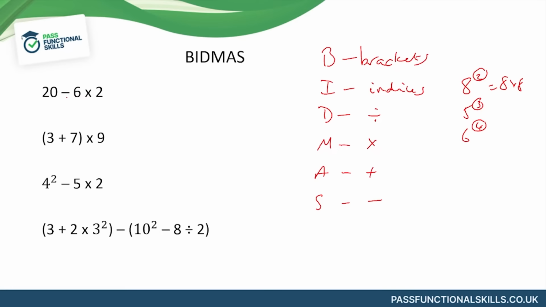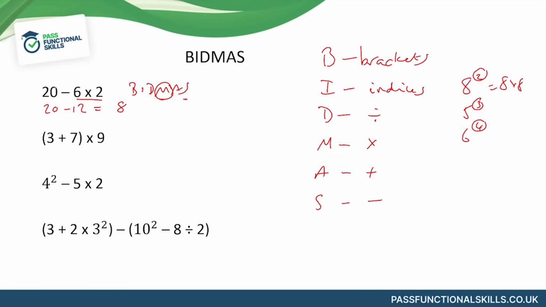So here we have subtraction and we have multiplication. So let me just write the word BIDMAS again. Multiplication comes first. So we need to do the 6 times by 2 and then take that away from 20. 6 times 2 is 12. So this question is 20 take away 12, which is 8.